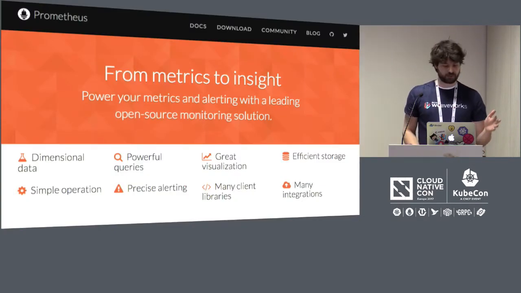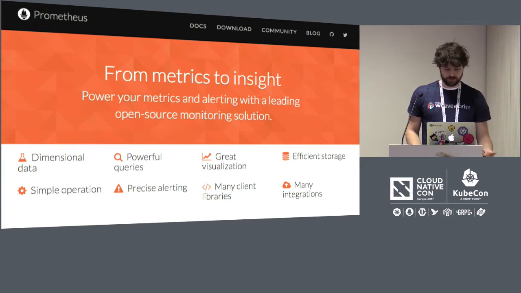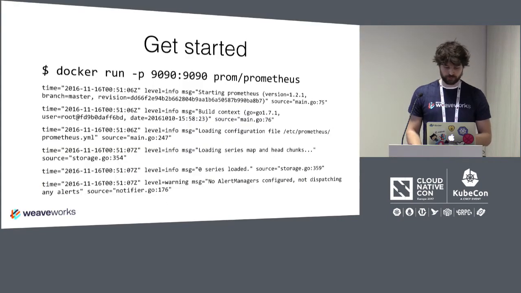Just to tell everyone who doesn't know what it is, it's a time series database. It has a really nice dimensional data model that's going to be a bit important later, and it's got a query engine that's quite nice. It's got some built-in visualization that I'm going to go over really quickly, and plenty more stuff that I'm sure you've heard about today. It's open source. It's really easy to install and get started. Just run that Docker command, and you have a Prometheus running that's monitoring itself.